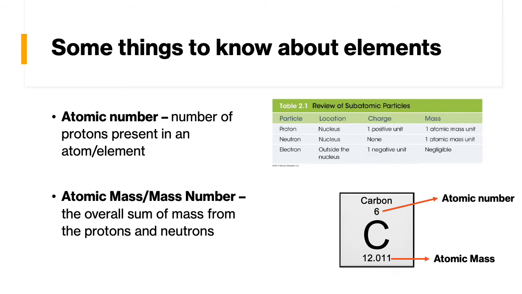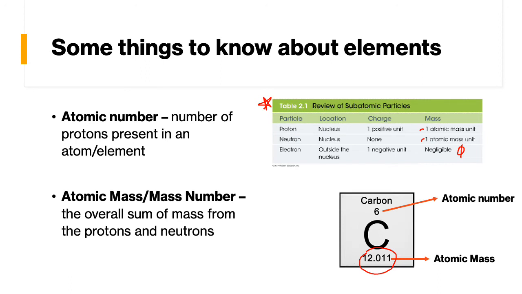The atomic mass, or the mass number, you can use either name interchangeably, is found at the bottom here. And the atomic mass tells us the overall sum of the mass from protons and neutrons. Notice if we look at table 2.1 here from your textbook, protons and neutrons both have mass. They specifically have a mass of 1 atomic mass unit. Electrons have a little bit of mass, but it's basically 0, so we just say that it's negligible or 0. So really what the atomic mass is measuring is the sum of the protons plus the neutrons that we find.